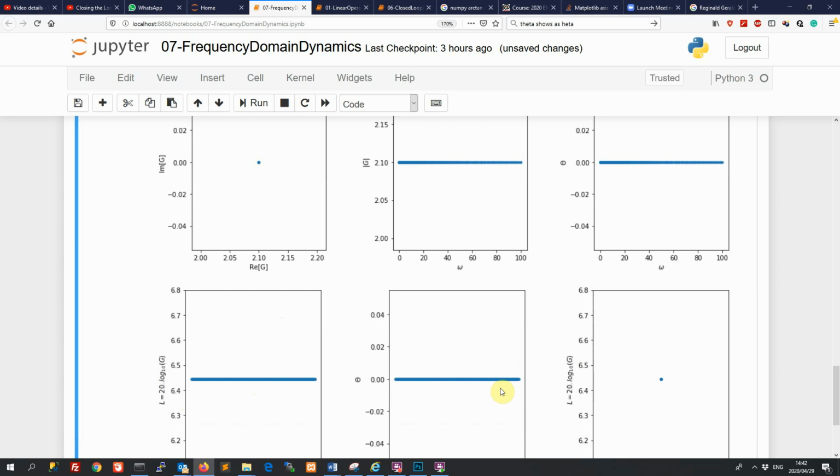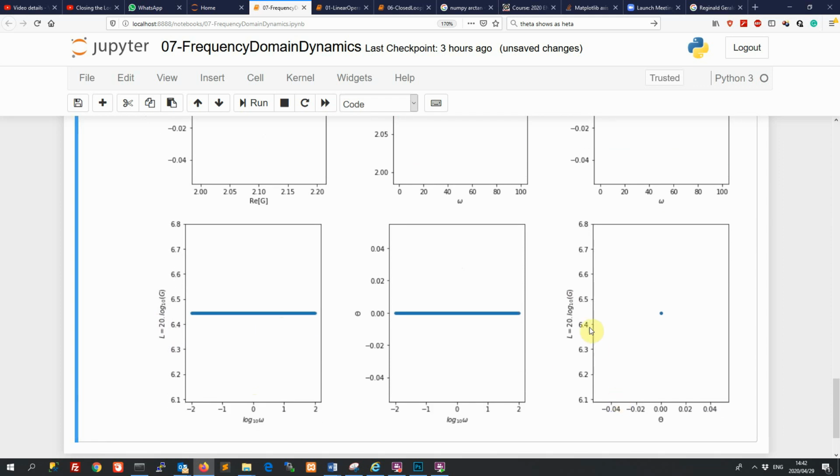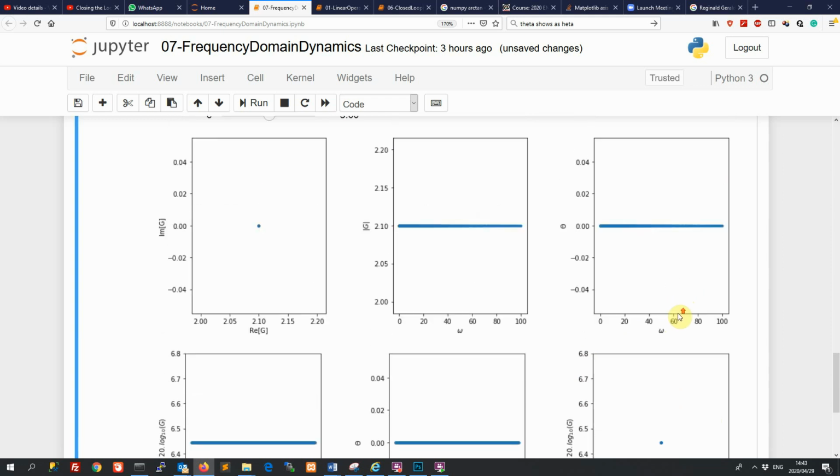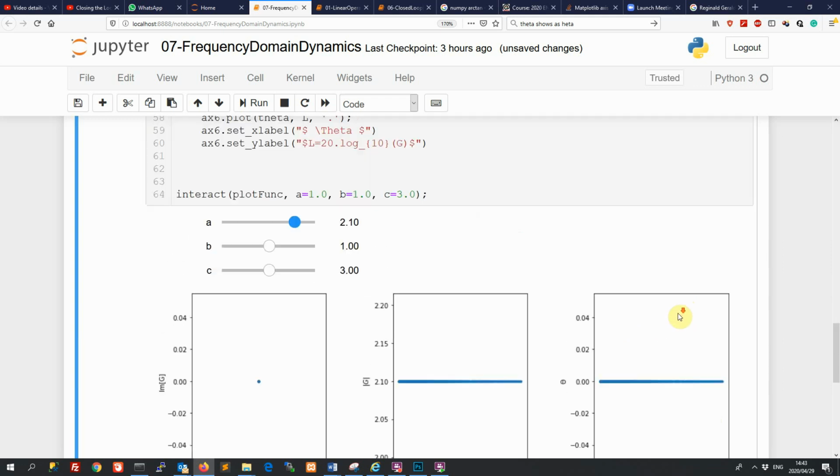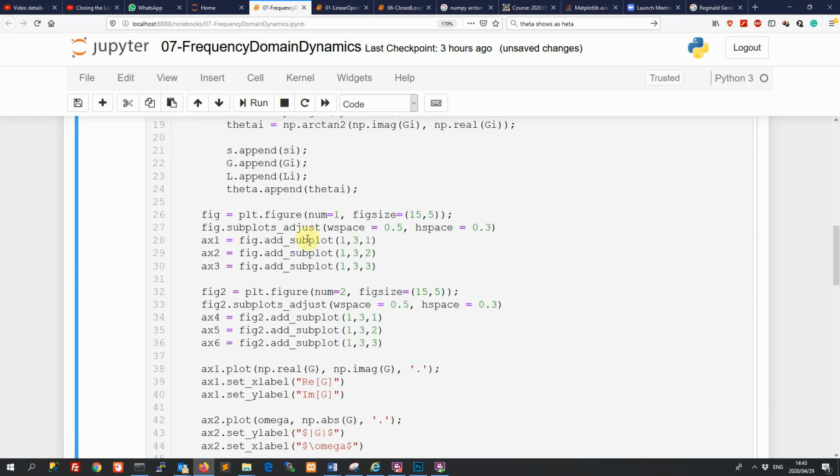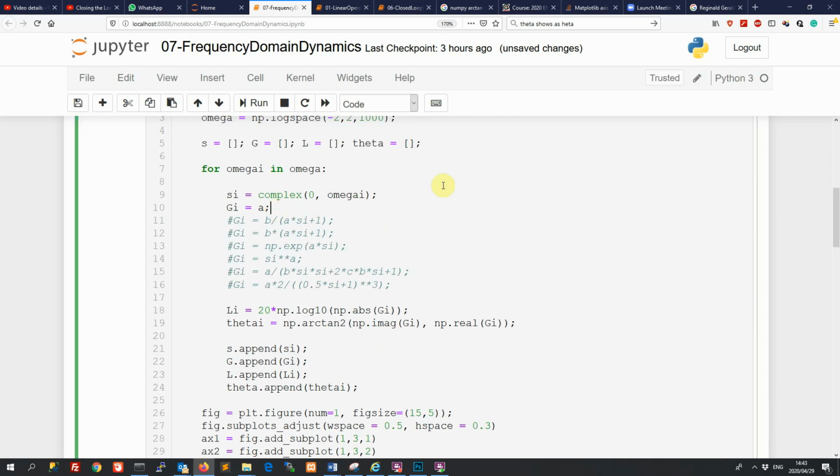Here the angle we said is not changing. And if we plot this, here we have L against theta. For a given value of A, neither L nor theta are changing. So this is also just a point, right? So that's how it looks when G is just a constant.